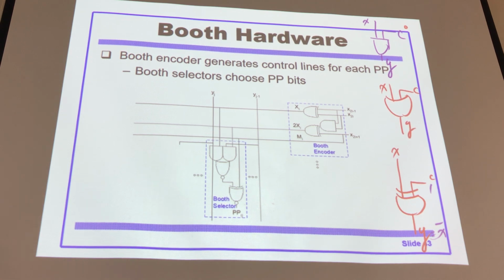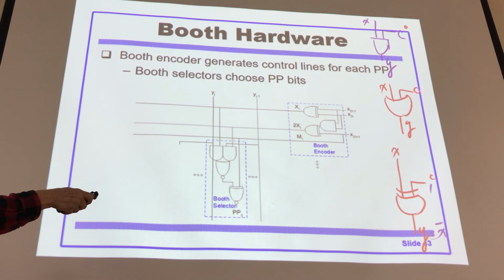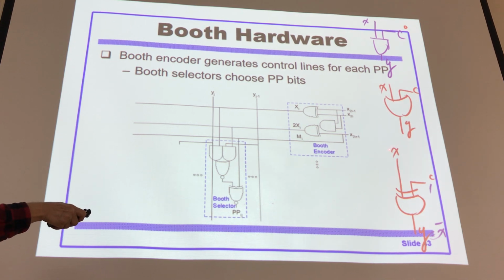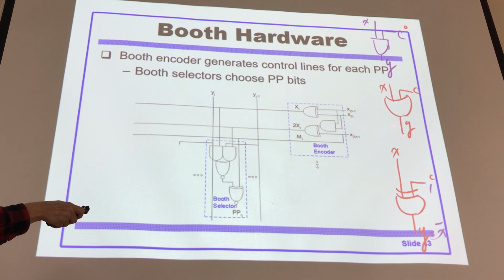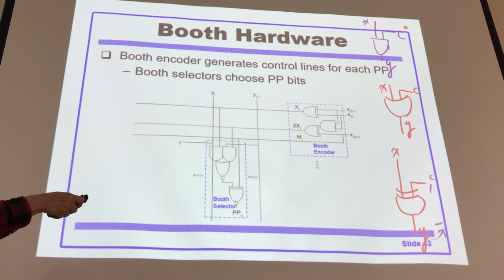For OR gate, 0, 0, let it go through. If C is 0, let it go through. If C is 1, you always get 1 in the output, no matter what value you have in the input X. So let me repeat it.